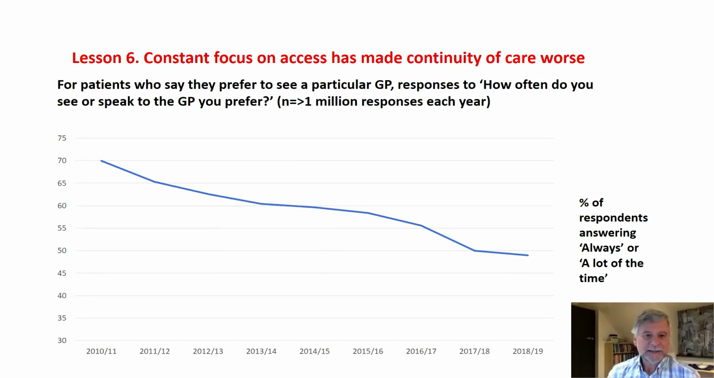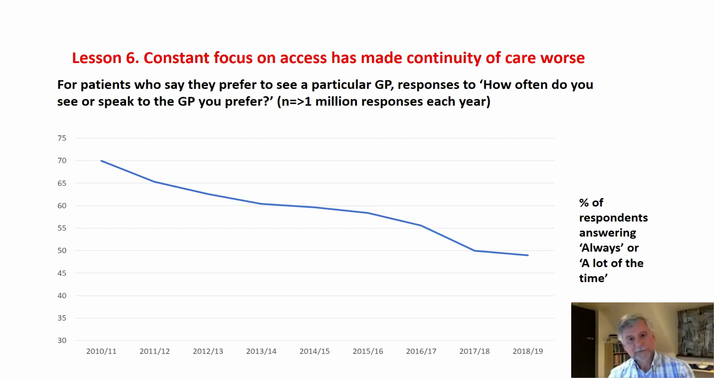My sixth lesson is that the constant focus on access, which we have had in the UK for now 20 years, has made continuity of care worse. We don't measure continuity directly, but for the last 10 years we have had a national survey with over 1 million responses a year, where we have asked patients, first of all, do they have a particular family practitioner who they prefer to see? And for those people who say yes, we ask them, how often do you get to speak to that doctor? This graph shows the percentage of those people answering always or a lot of the time, which you can see has gone down from 70% 10 years ago to below 50% now.